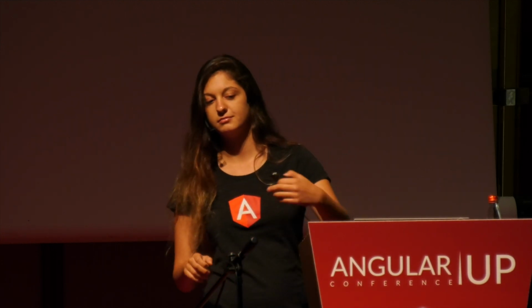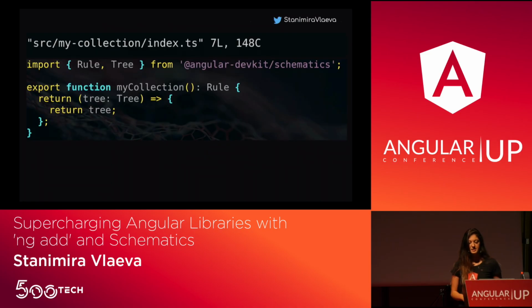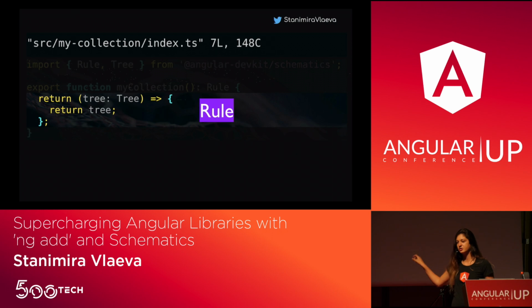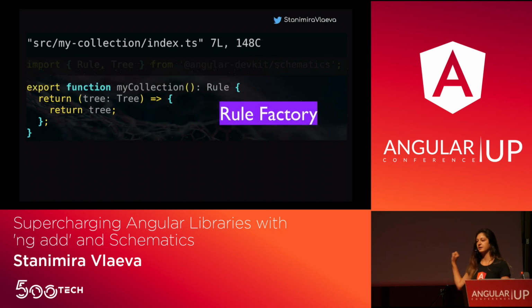Cool, so function returning a function. This is why it's a factory. This is where the factory keyword came from in the collection.json file. So now we see it. We have the inner function, the rule, and then we have the rule factory. And this is the thing that we should point to in the collection.json, the factory.